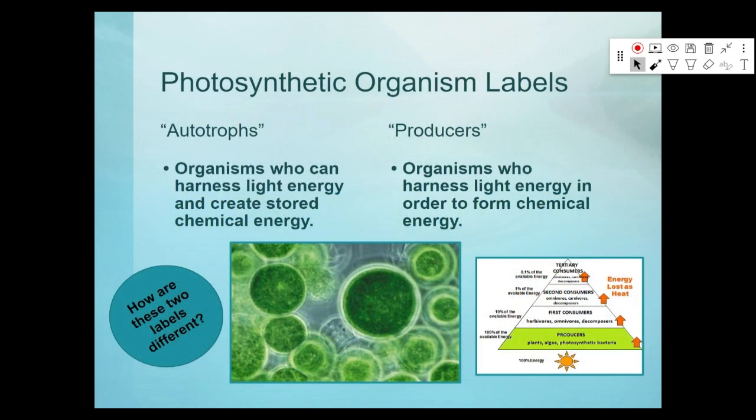So autotrophs and producers, kind of the same thing. They are two different names, but they basically mean the same thing. Organisms who can harness light energy and create stored chemical energy. So again, sunlight into glucose. And producer, basically the same thing, right? Organisms who can harness that light energy and turn it into a chemical form of energy, which is glucose.